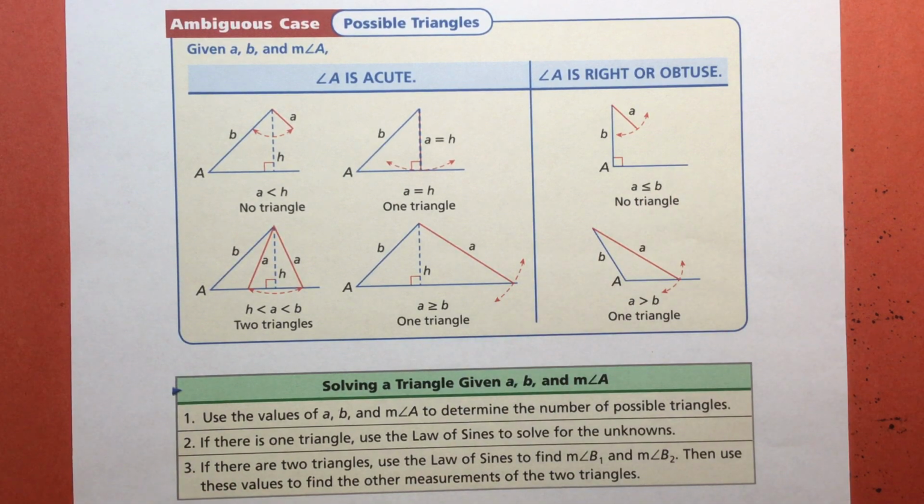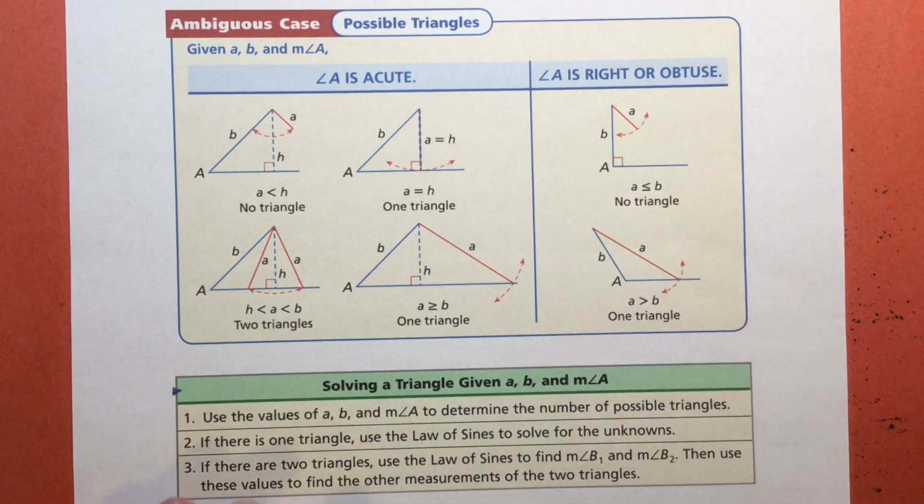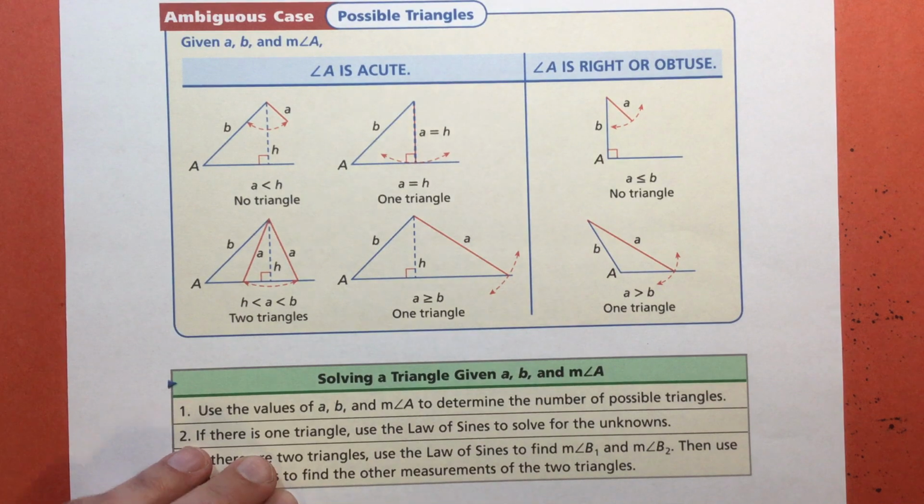So that's all you gotta check. If angle A is right, just make sure that side A is bigger than B, and you get one triangle. And then you can go use the law of sines to solve it. The other thing, same kind of idea.